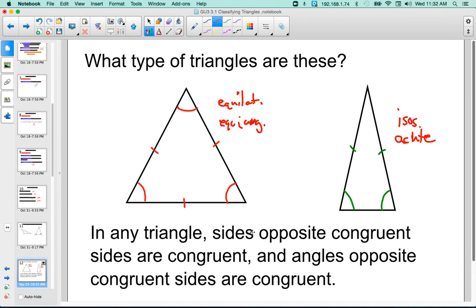In any triangle, sides opposite congruent angles are congruent, and angles opposite congruent sides are congruent. Basically what this means is, I like to show it on the isosceles, if I've got these two congruent angles, the sides directly opposite those angles are also going to be congruent. The nice thing with the equilateral equiangular triangle, we've got our three congruent angles, and all three sides that are opposite those congruent angles are going to be congruent sides. It always works out this way within triangles.